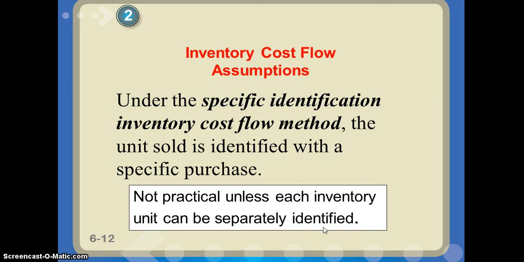If I have those white t-shirts I used as an example earlier, one white t-shirt is no different from another white t-shirt. It doesn't make any sense, and it's not practical to identify each specific white t-shirt by its own item number.